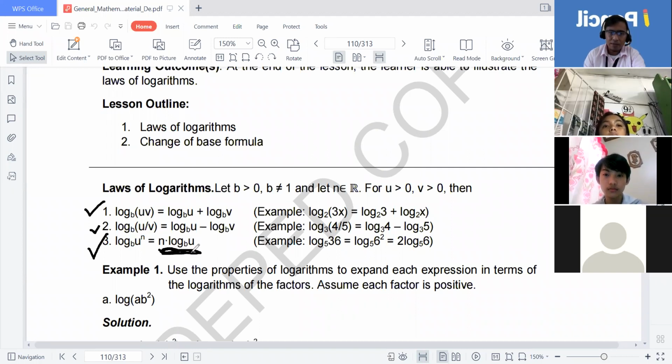Just simple as that. So if you have something like a logarithm of 36 base 5, remember 36 can be written as 6 squared. And by the law of power, this 2 can be written beside the logarithm. So it can be written now as 2 log of 6 base 5. Clear? I think that is very clear.